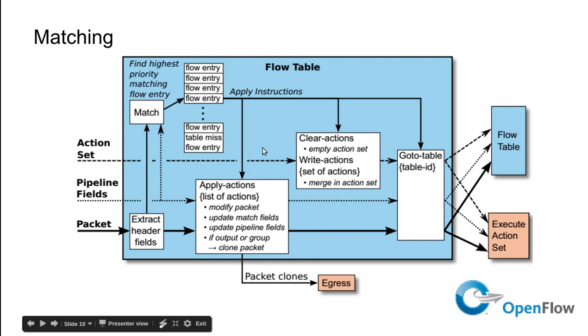But if the actions are meant for further processing, we have a different set of actions. So we clear the actions, basically we empty the action list, we write the new actions, and we send it to the next table ID. We send it to the next table, and in the next table basically the same process applies to the packet, and finally either we drop the packet or we send it out to the egress interface.